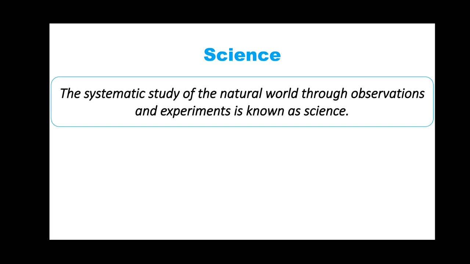So, what is known as science? The systematic study of the natural world through observations and experiments is known as science. Now, what is systematic study? Systematic study means step-by-step study.